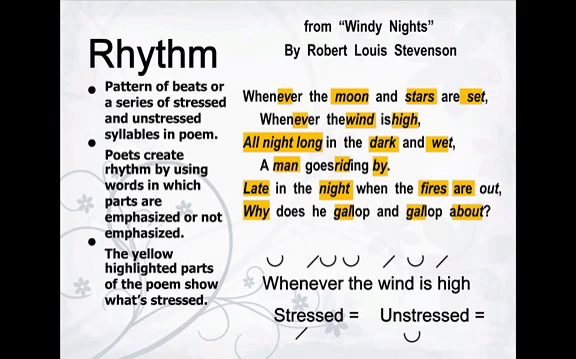A pattern of beats, or a series of stressed and unstressed syllables in a poem, creates rhythm, or meter is also a term that is used for this. Poets create rhythm by using words in which parts are emphasized or not emphasized, and hence you have stressed and unstressed syllables. So the yellow highlighted parts of this poem show what is stressed.